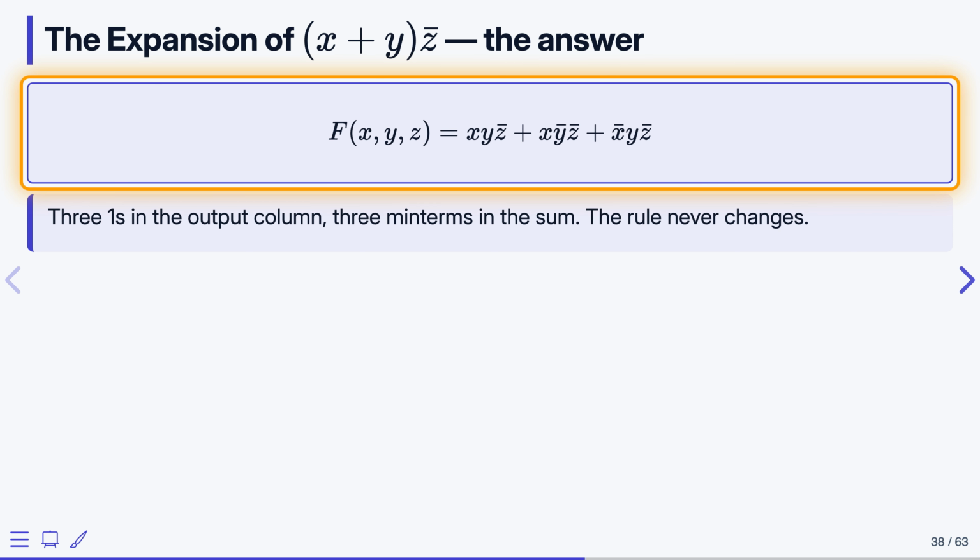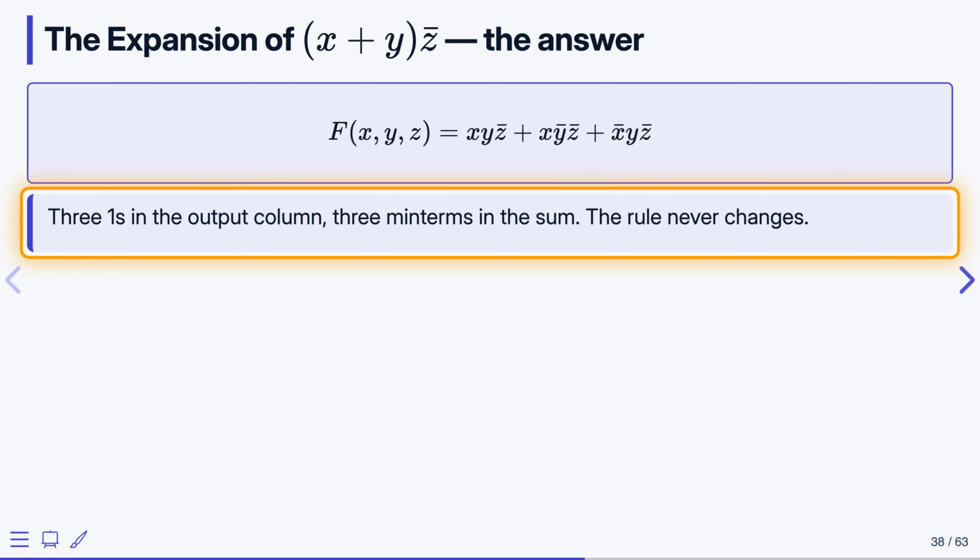Now collect the 3 minterms we found. From row 2, x y bar z, from row 4, x bar y bar z, from row 6, bar x y bar z. Add them, and that is the sum of products expansion of f.